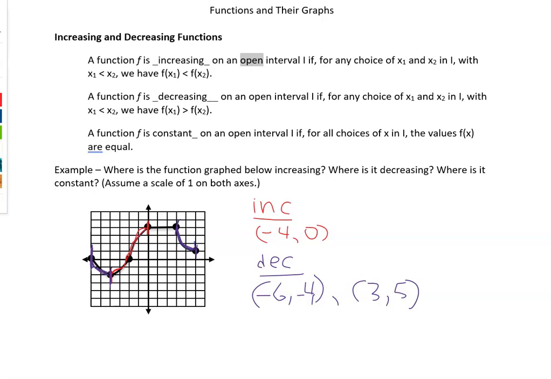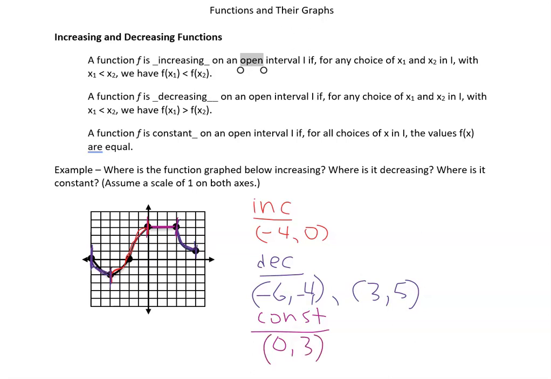The last thing we need to do is check to see if there are any intervals where the function is constant. And remember, that is where we would be riding our bicycle on level ground. So there is one interval here where the graph is constant, and that would be from 0 to 3.